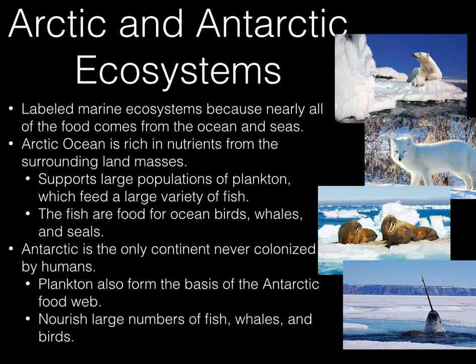So what about the Arctic and Antarctic ecosystem? These are actually classified as marine ecosystems because an abundance of their food source comes from these oceans. They might not all live in the ocean, but they get their food sources from the ocean. So we're going to label them as marine ecosystems. They're rich in nutrients from the surrounding land masses. They support large populations of plankton, which feed a large variety of fish. And then the fish are food for other land animals, ocean birds, whales, seals, penguins, things like that.